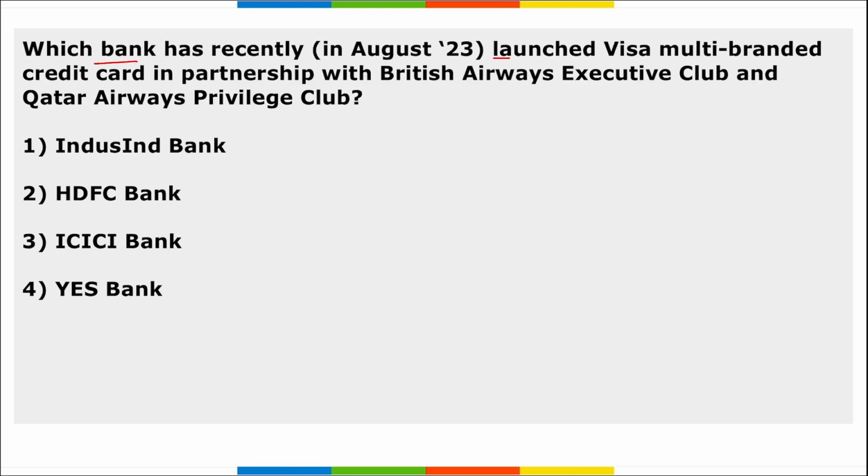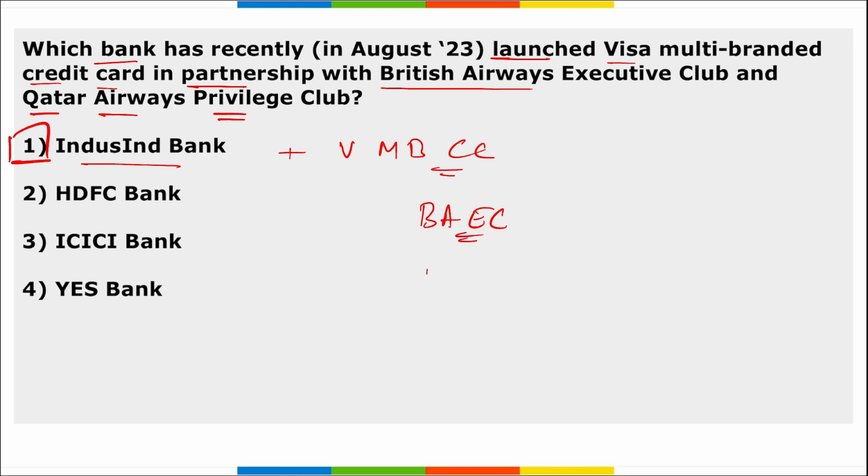Next, which bank has recently launched a Visa multi-branded credit card in partnership with British Airways Executive Club and Qatar Airways Privilege Club? It is IndusInd Bank. Correct? IndusInd Bank has launched a Visa multi-branded credit card, and this is in partnership with British Airways Executive Club as well as Qatar Airways Privilege Club. The card aims to offer best-in-class rewards and benefits to the customers across travel, wellness, and lifestyle experiences. Correct? So it is your IndusInd Bank.